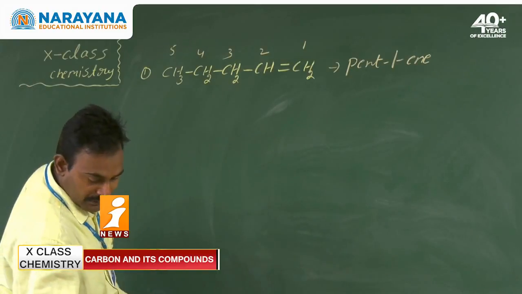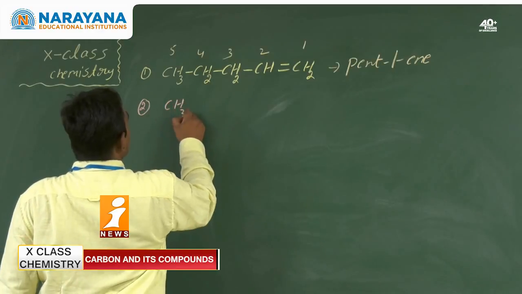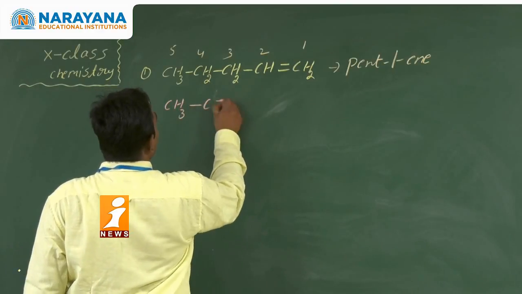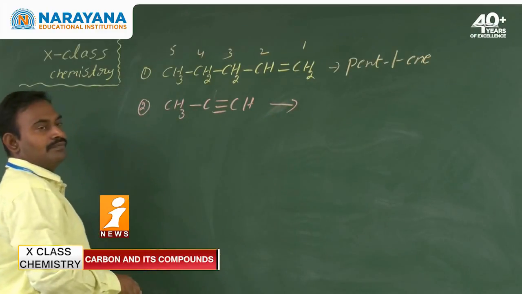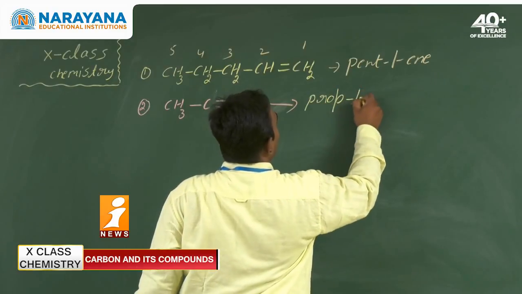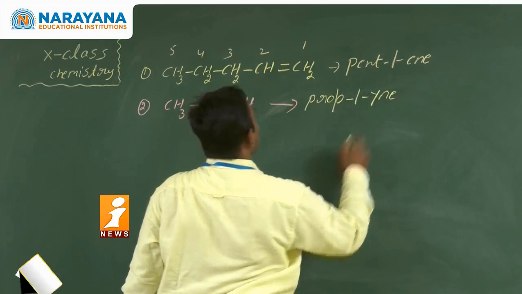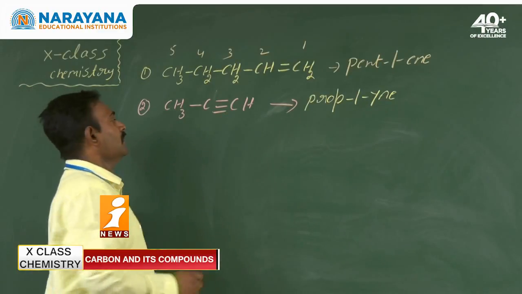Next, the second one: CH3-C≡CH. What is the name of this compound? Root word: how many carbons are there? Prop. What is the primary suffix? Triple bond now, so the primary suffix will be "-yne".